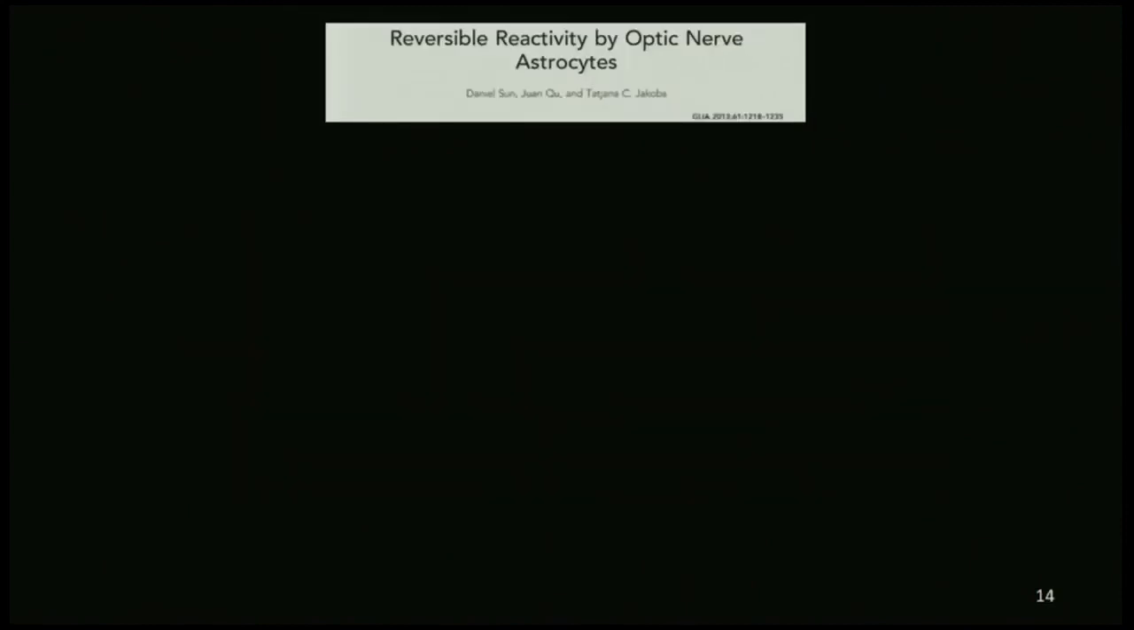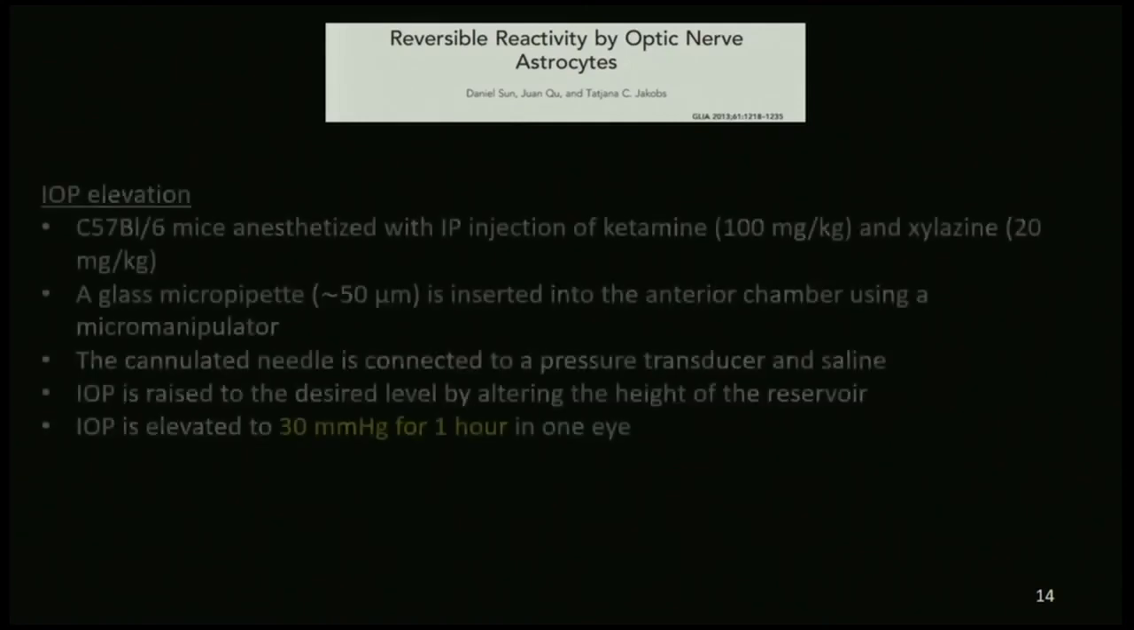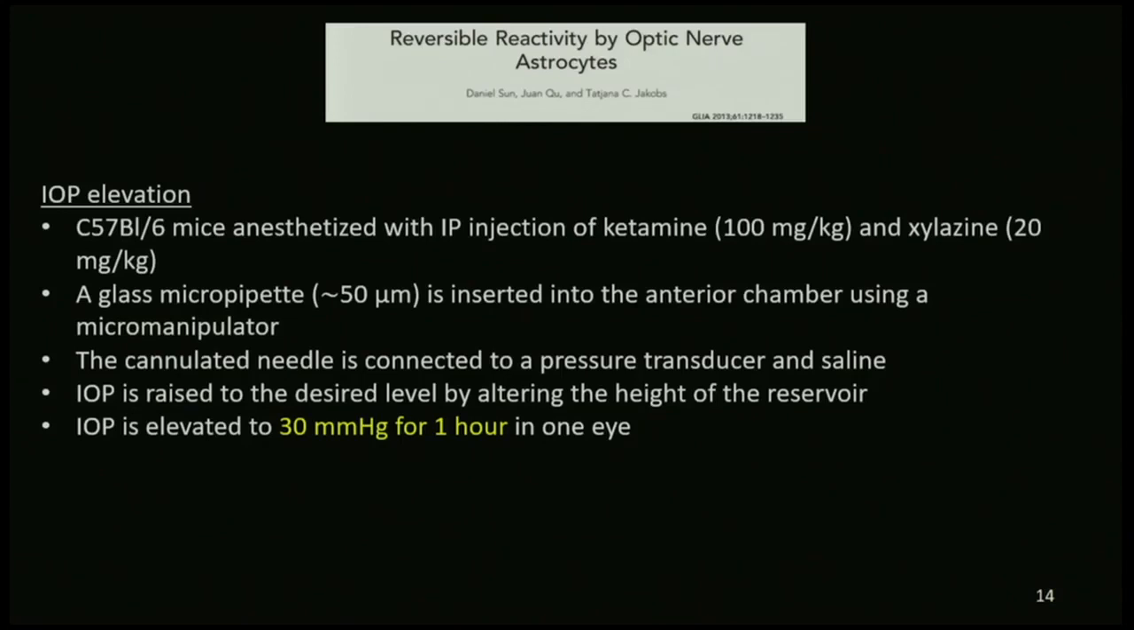So the next paper we'll look at is the paper by Jacobs and colleagues, and they sort of did a similar approach to the Croston and Bowie group. What they did was they used B6 mice, and again, used IP injection. They used a similar glass micropipette to cannulate the anterior chamber. This was connected to a pressure transducer and a saline reservoir. The reservoir was raised, but they raised the IOP only to 30 millimeters of mercury for 1 hour in one eye.